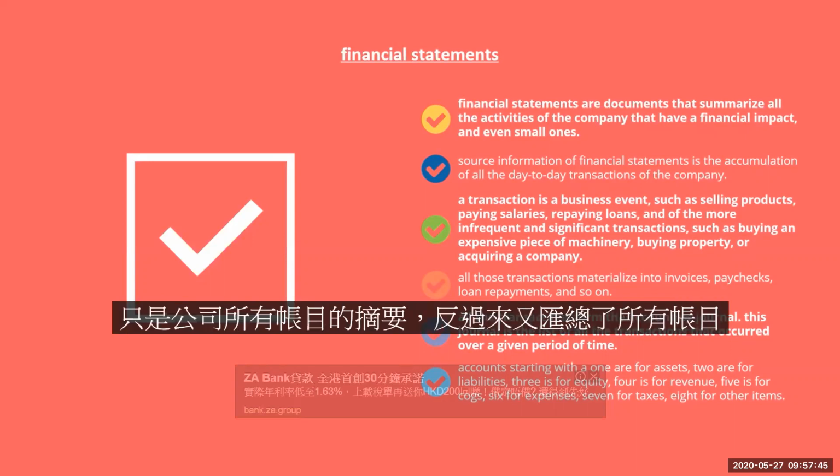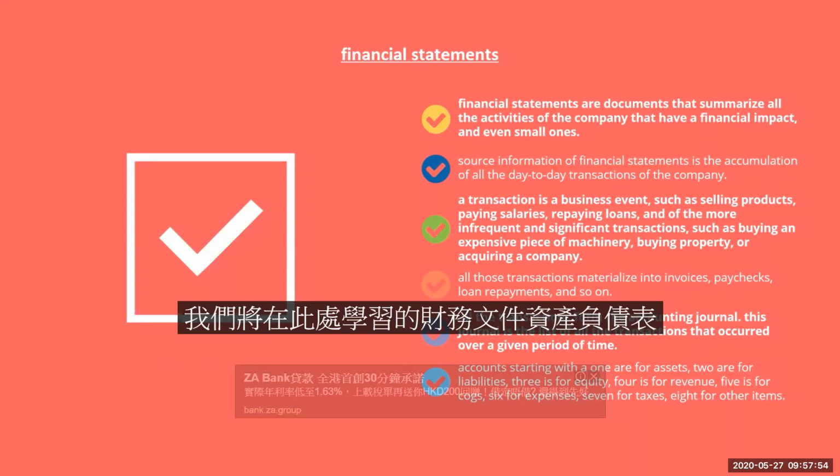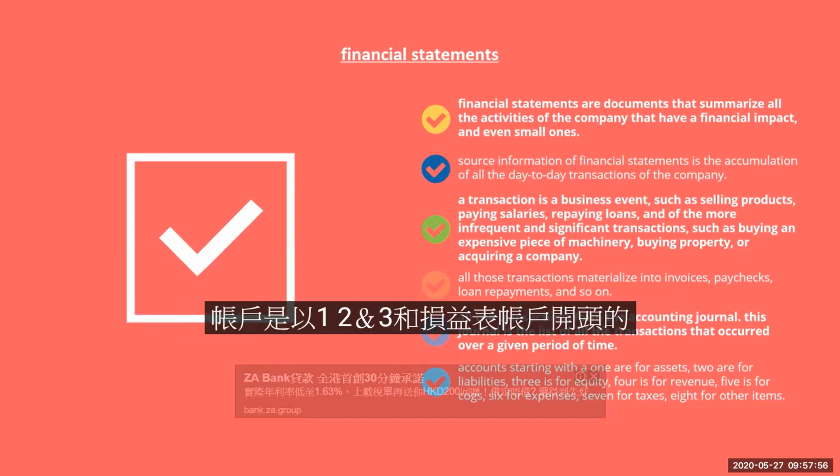The ledger is just the summary of all the accounts of the company, which in turn summarizes all the transactions of the company. Each account is specific to one of the financial documents that we will be learning about here. Balance sheet accounts are the ones starting with 1, 2, and 3. And income statement accounts start with 4, 5, 6, 7, and 8.